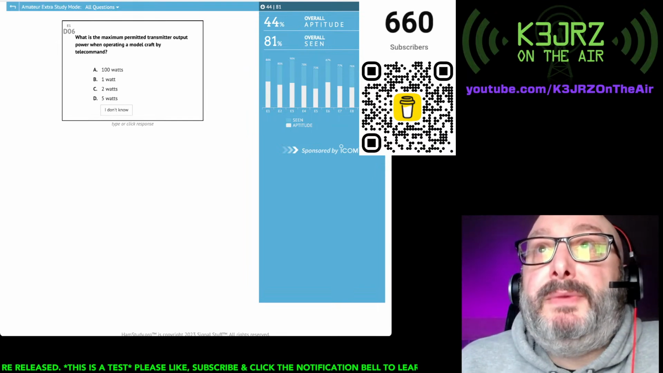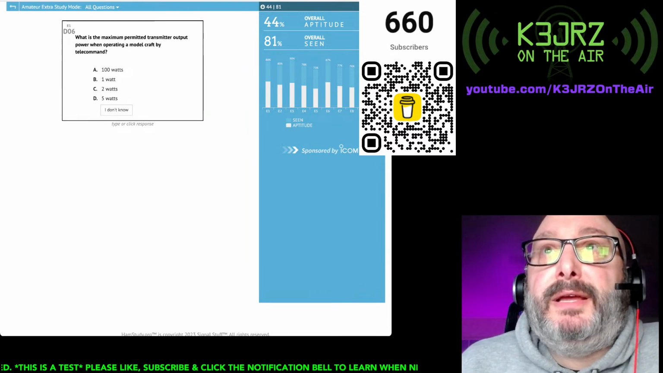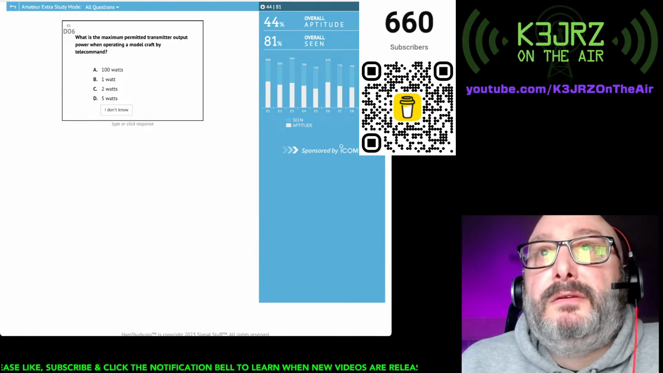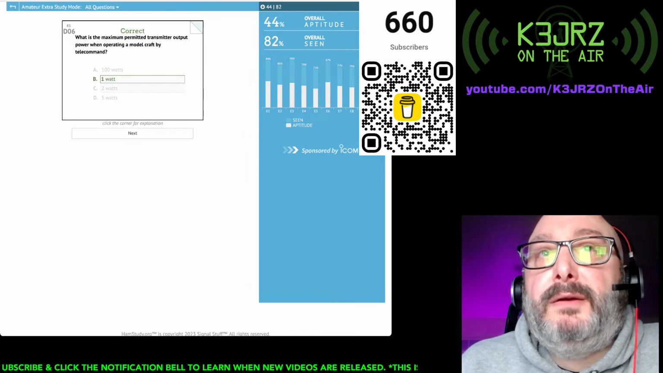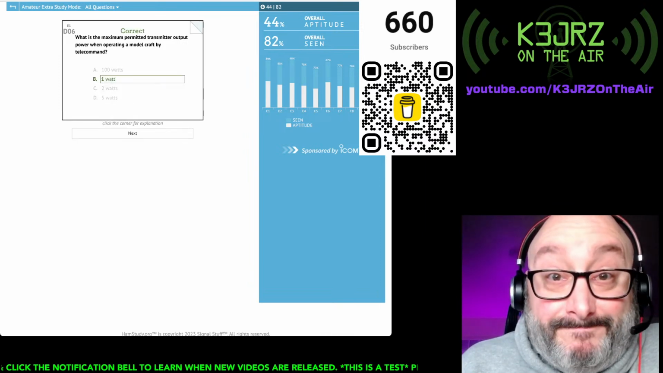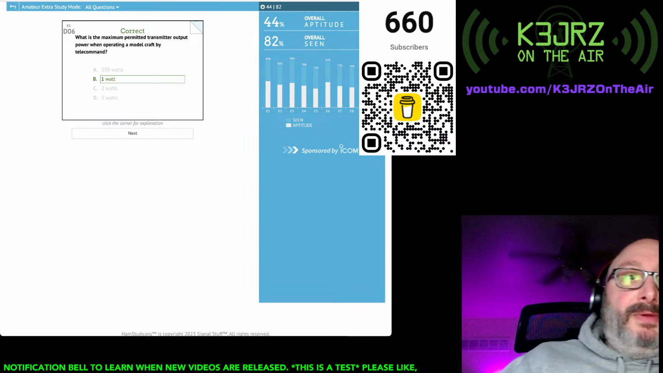What is the maximum permitted transmitter output power when operating a model craft by telecommand? I'm going to say 1 watt. And that's correct, folks. You're learning something every day.